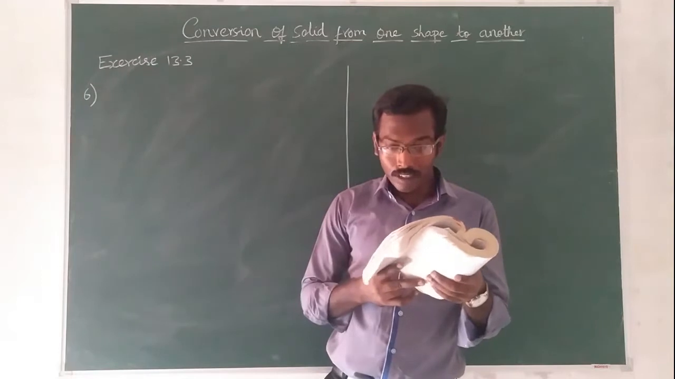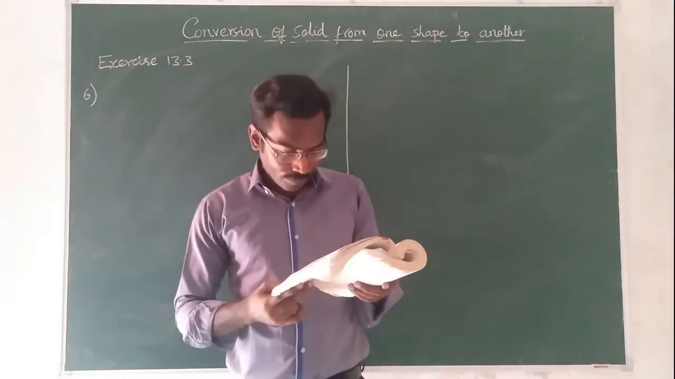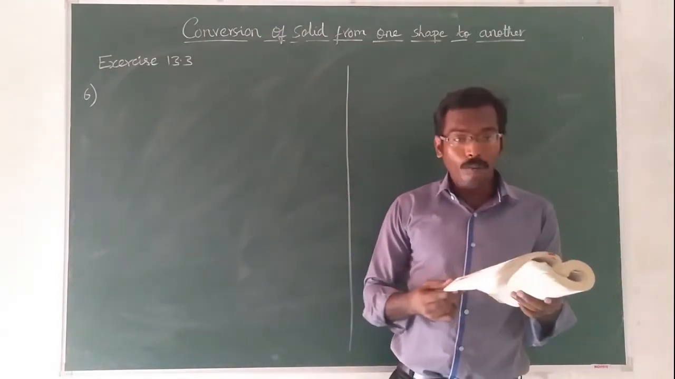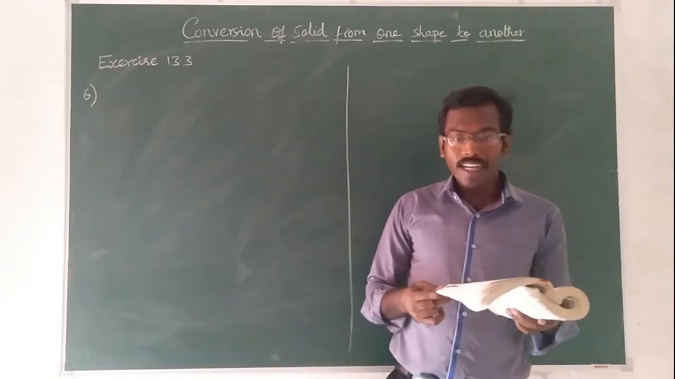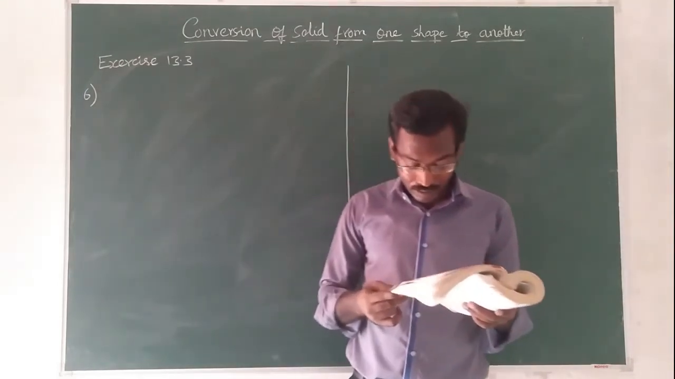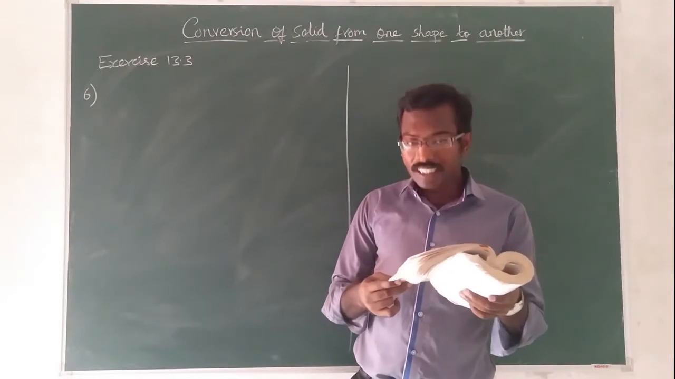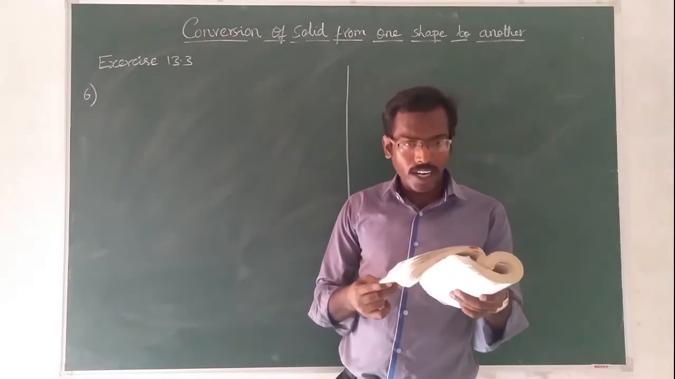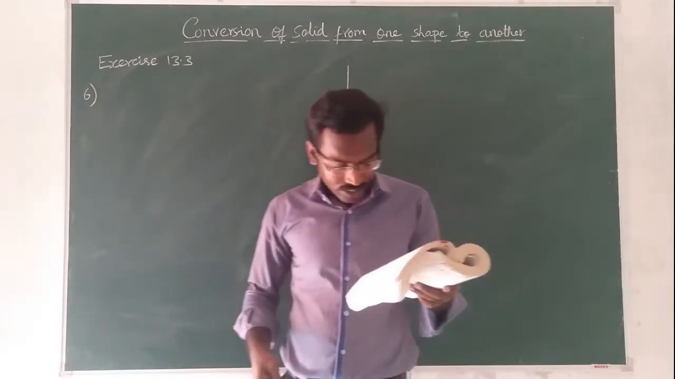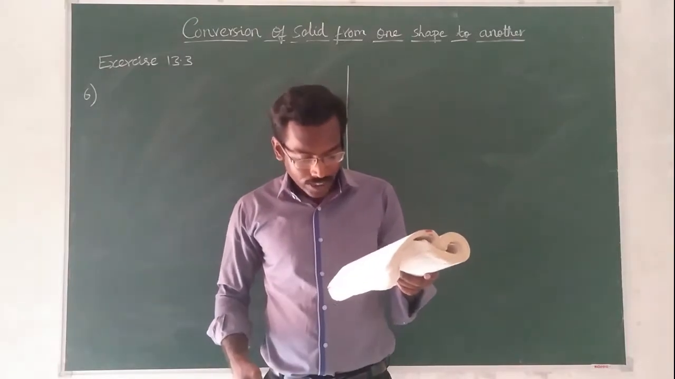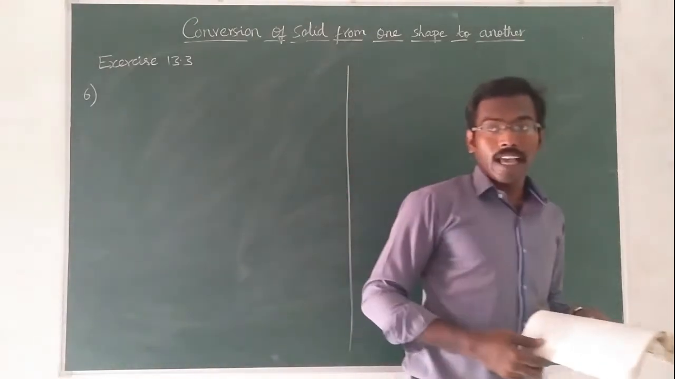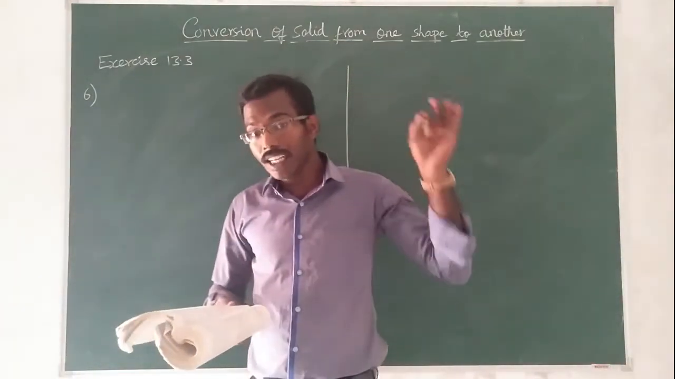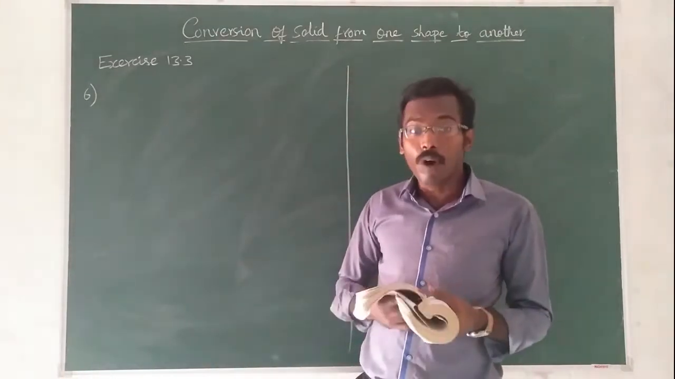Page number 251. Exercise 13.3. Sixth sum, let me read the question. How many silver coins, 1.75 centimeter in diameter and of thickness 2 millimeter, must be melted to form a cuboid of dimensions 5.5 centimeter into 10 centimeter into 3.5 centimeter. Here you see a number of silver coins, not just one silver coin, is melted to form a cuboid shape.